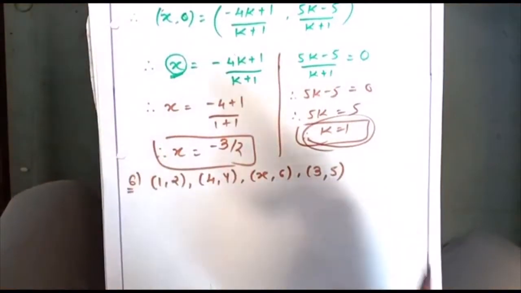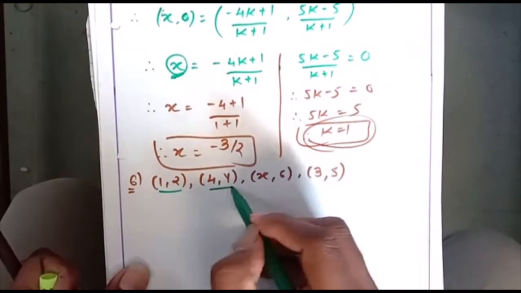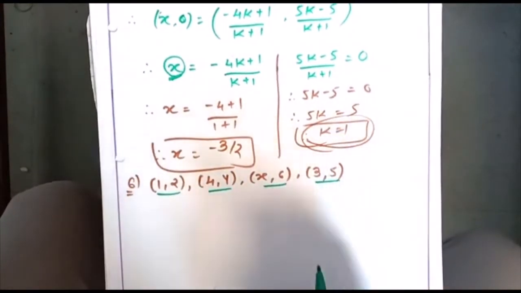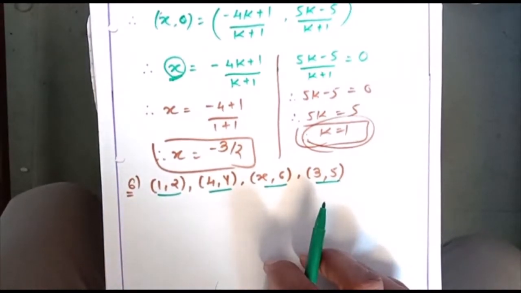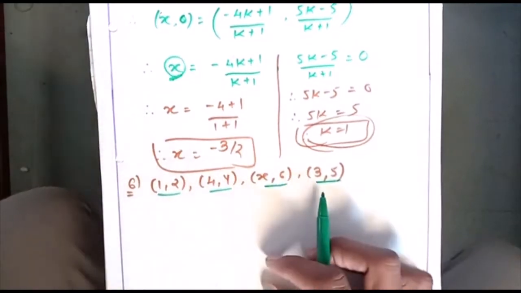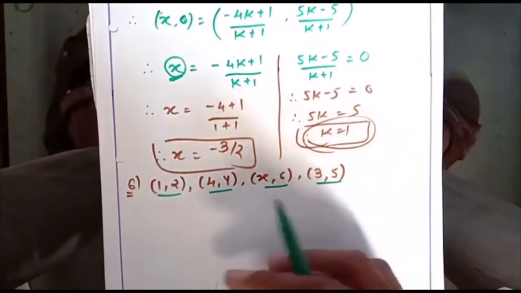Question number 6. We have 4 points (1, 2), (4, y), (x, 6) and (3, 5), and all are vertices of a parallelogram. You have to find x and y. So first recall the properties of a parallelogram. It is that diagonals bisect each other. Means what?